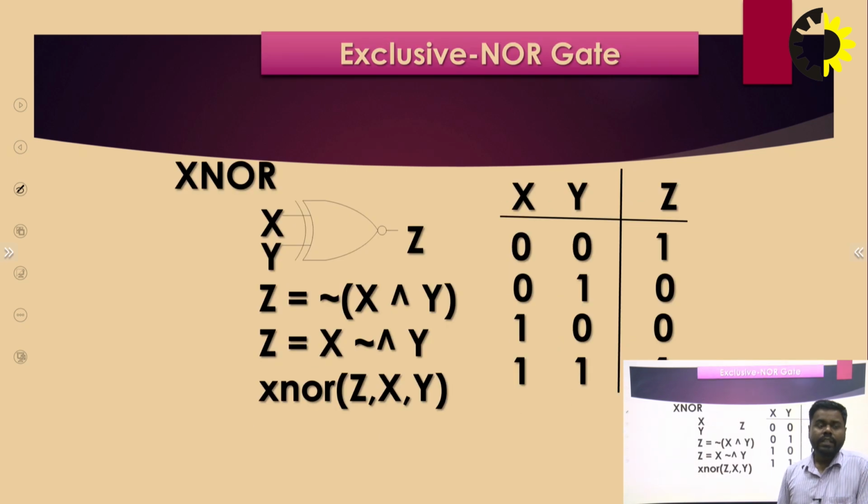Similarly, XNOR. This is the truth table for XNOR, with inputs X and Y and output Z: 0 0 1, 0 1 0, 1 0 0, 1 1 1. This is the sign of XNOR.